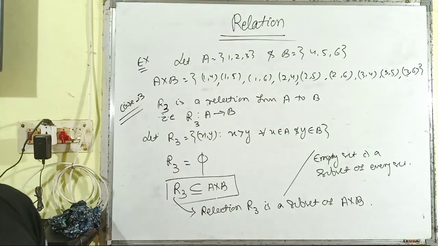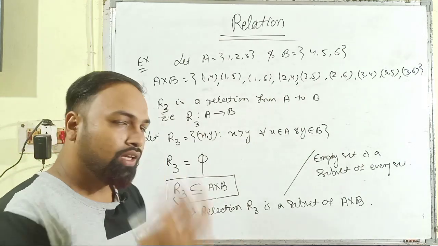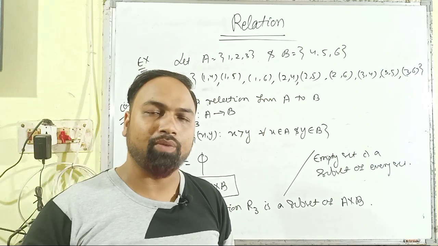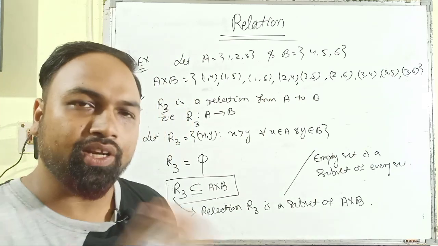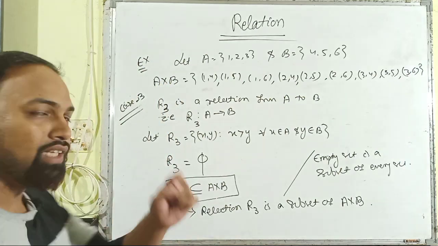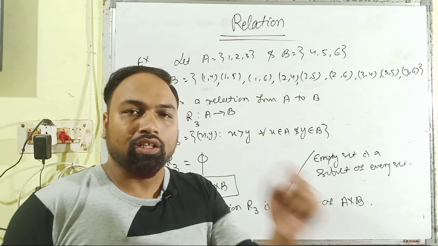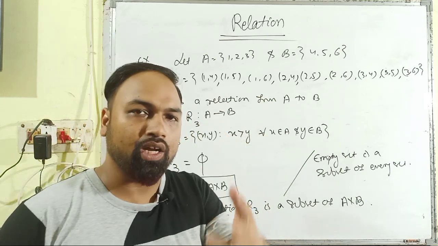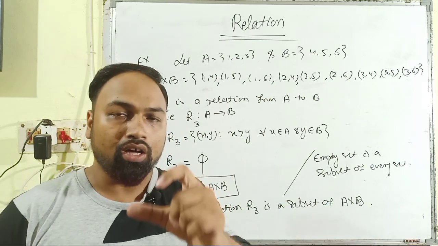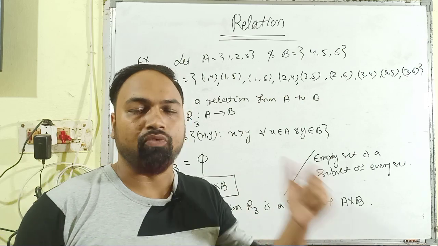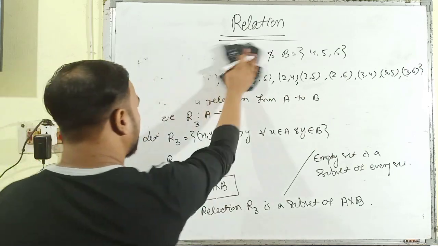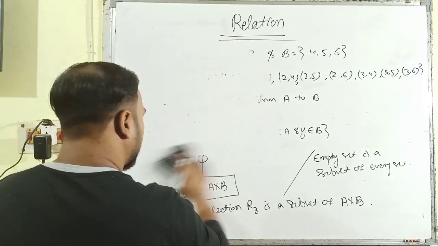So in all 3 cases, we got to know that each and every relation, whether it is a proper subset, whether it is equal to the Cartesian product, whether it is phi, every relation is a subset of the Cartesian product. So in one sentence, before going to the exact definition of relation, we can simply write that a relation is a subset of the Cartesian product of the given 2 sets. And the 2 sets must be non-empty sets.